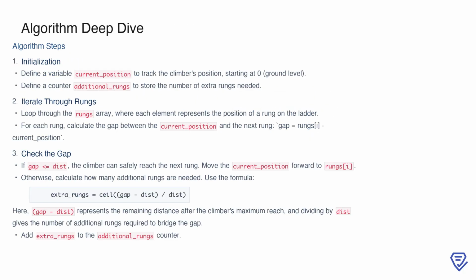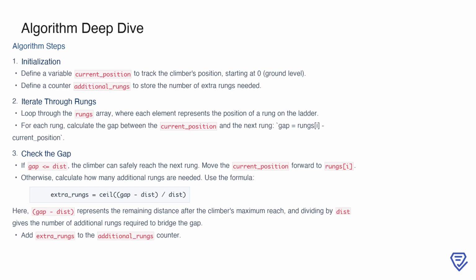To solve this problem, we start by initializing two key variables. The first is current_position, which represents the climber's current location on the ladder. Initially, this is set to 0 since the climber starts at ground level. The second is additional_rungs, which keeps track of how many extra rungs need to be added to make the ladder climbable. Next, we iterate through the rungs array, where each element indicates the position of a rung on the ladder.